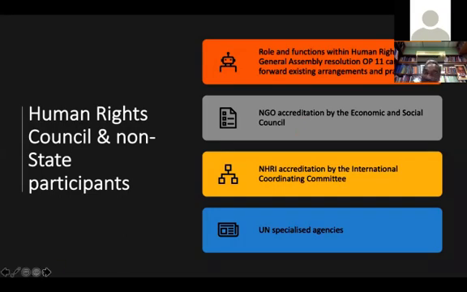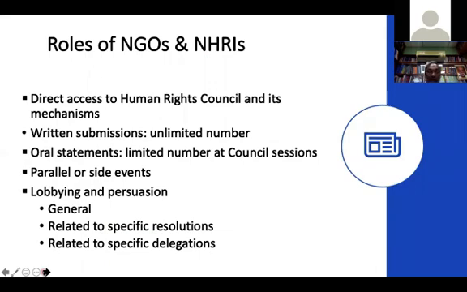So other than states, there are participants in the Human Rights Council. What are the roles of NGOs and national human rights institutions? We have direct access to the Human Rights Council and its mechanisms by attending a meeting. We can give written submissions, an unlimited number. Now the session is in June. There is a deadline that will be set, and I think it is already set. And any amount of written submissions can be provided by any of the accredited NGOs on what is happening in their country.